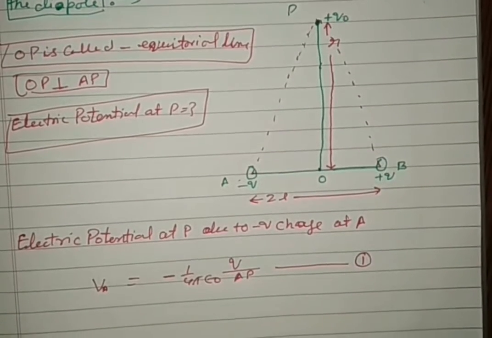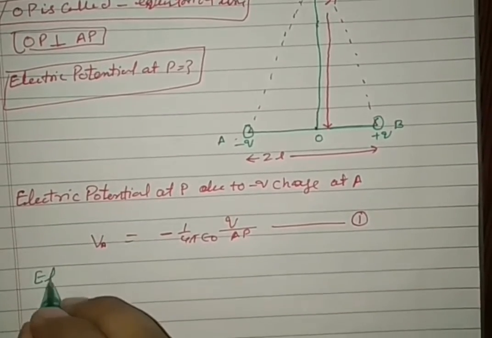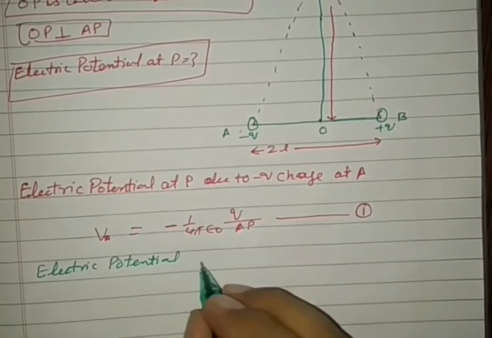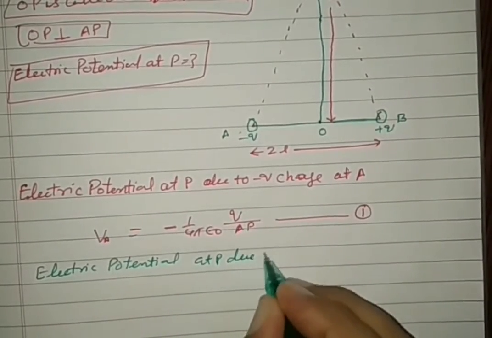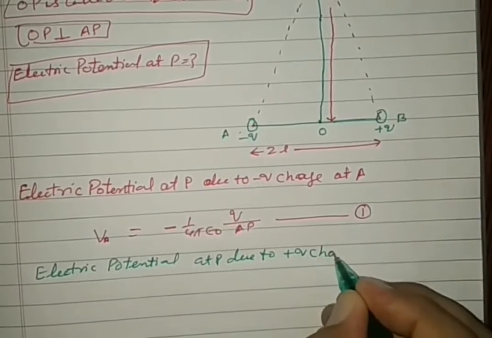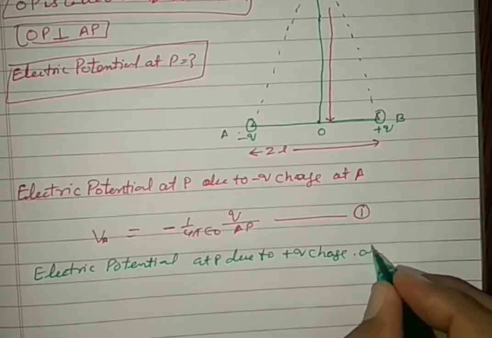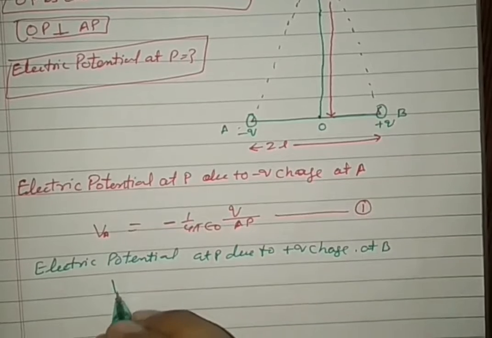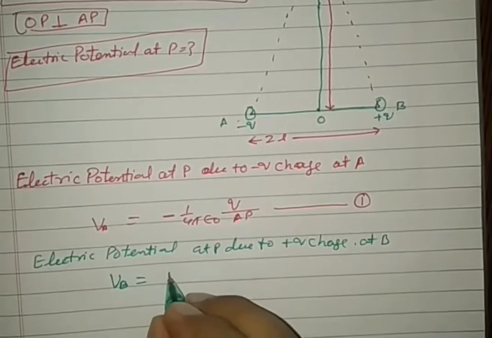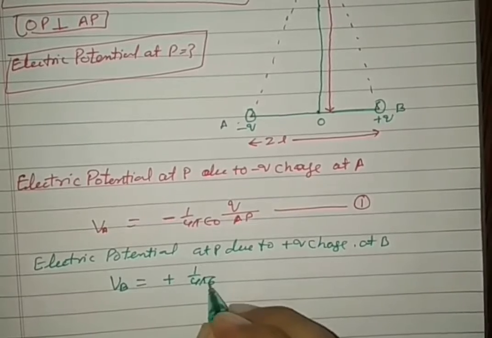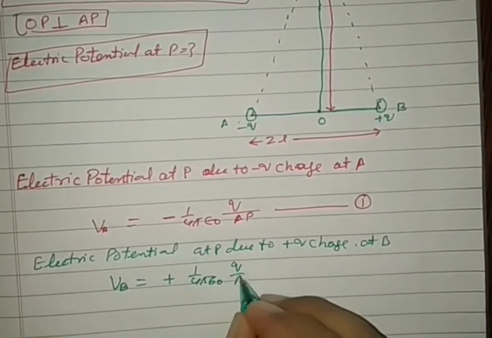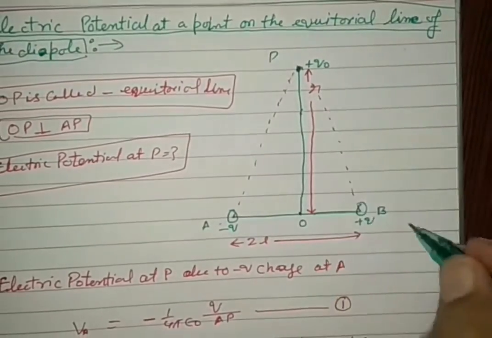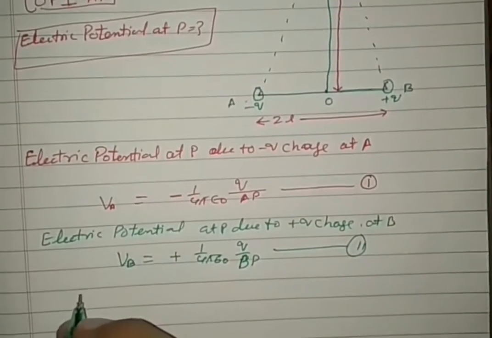Now the second thing, the electric potential at P due to the plus Q charge at B, is given by the formula VB is equal to, this is a positive charge, 1 upon 4 pi epsilon 0 times Q by, now in place of AP it becomes BP. BP, see here in the diagram, on the equatorial line.